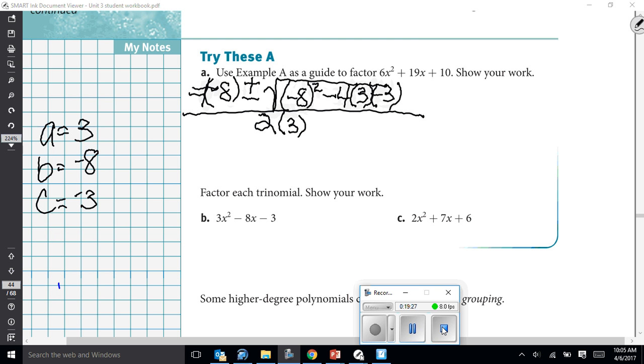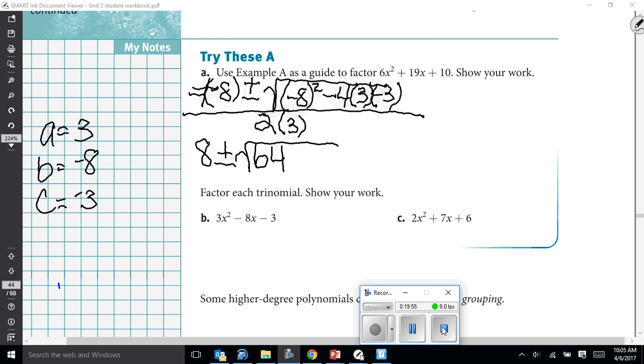Where did 2,304 come from? Inside the square root. All right, so when we do this on our calculator, this is a negative 8, right? But we're squaring it. So parentheses, negative 8, close your parentheses, squared. Or think to yourself, what's negative 8 times negative 8? 64. 64 times negative 4 times 3 times negative 3.